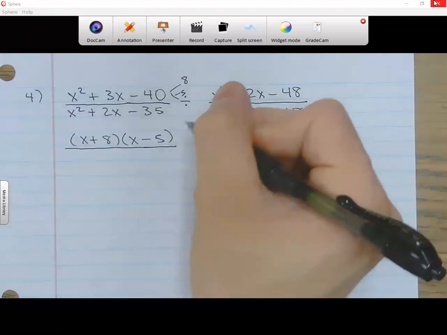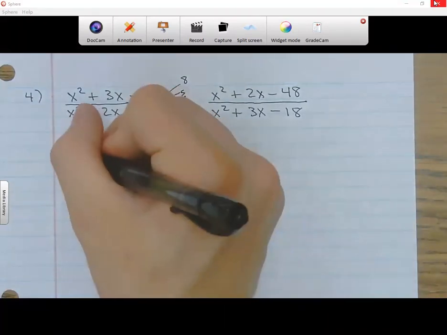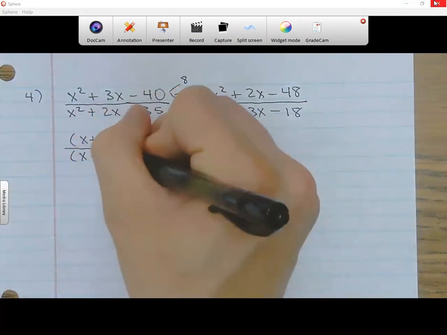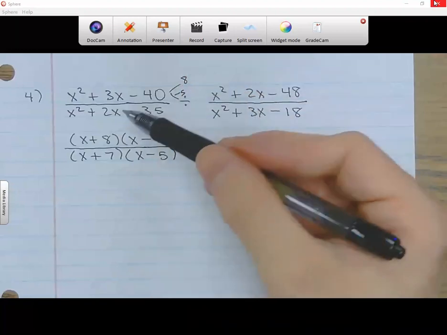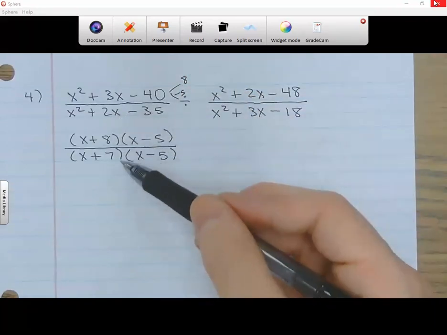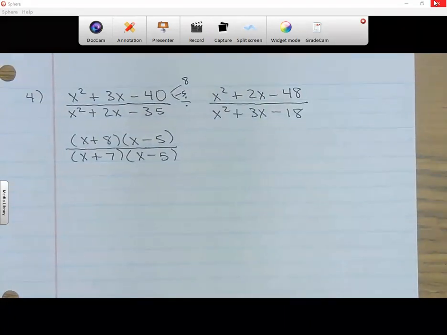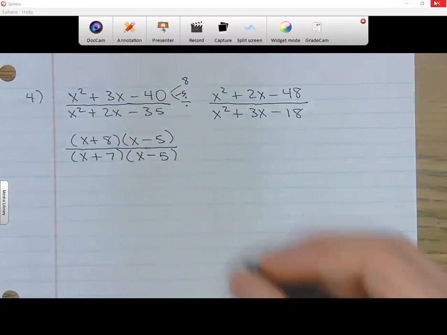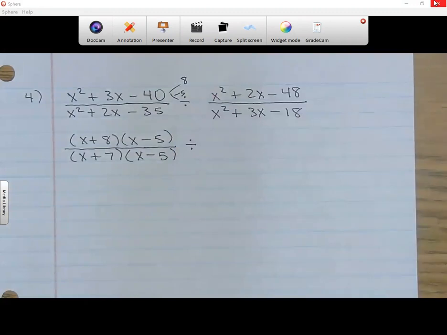On the bottom, I know I have to multiply to negative 35, so I need a 7 and a 5. Which one has to be negative? Well, the 5, of course. So x plus 7 and x minus 5. And that's because I need to add up to a positive 2, right? So the biggest number has to be positive. Smallest number has to be negative. Okay. And we're still dividing. So I'm going to keep that division symbol right here. And I'm not going to flip it yet.